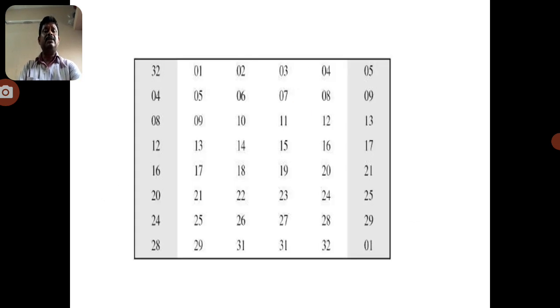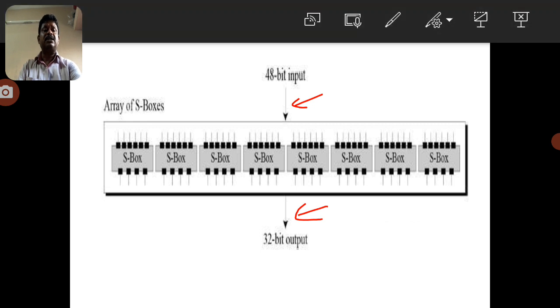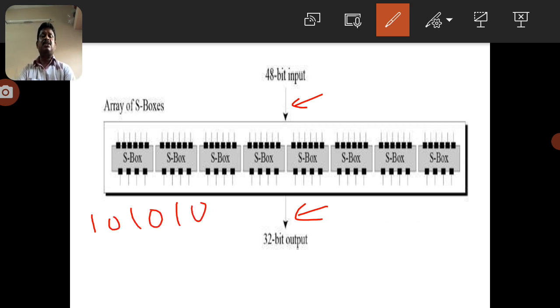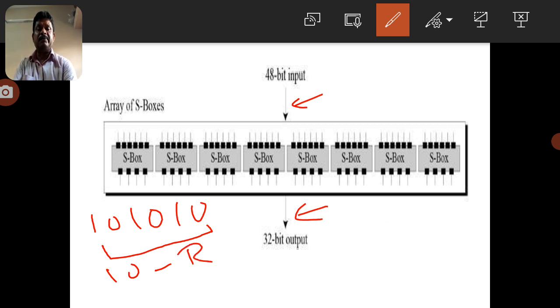In what way will it be converted? This is a very important concept in DES. Suppose the bits are 1 0 1 0 1 0. The 6 bits are taken as an input. So the first and last bit are treated as the row, that is the first 1 and 0 are treated as the row. The middle 4 bits are treated as the column. The middle 4 bits are 0 1 0 1, that is the column. What is the value of 10? The value of 10 is 2. And what is the value of 0101? Its value is 5. That means the second row and fifth column.